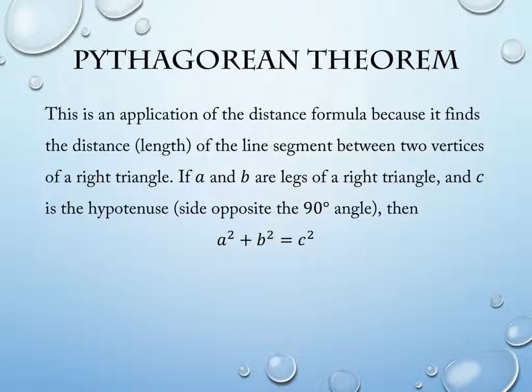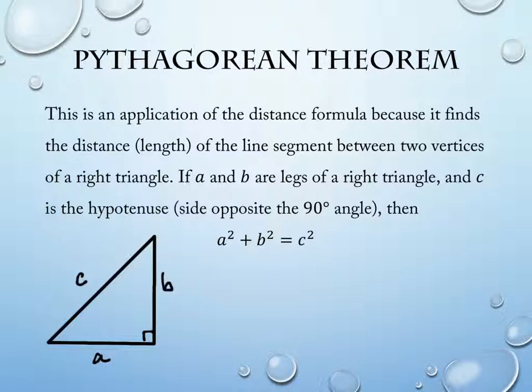So the Pythagorean Theorem is actually an application of the distance formula, because what it really finds is the length of line segments between vertices of a right triangle. If A and B are legs of a right triangle and C is the hypotenuse, or the side opposite the 90-degree angle, then A squared plus B squared equals C squared. So here's my 90-degree angle, here's C, and then the A and the B can be wherever you'd like on the other two, or on the two legs.